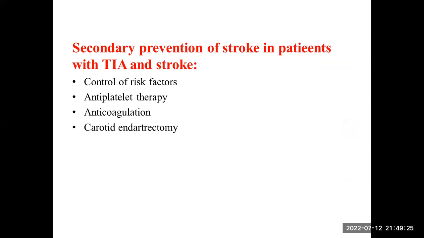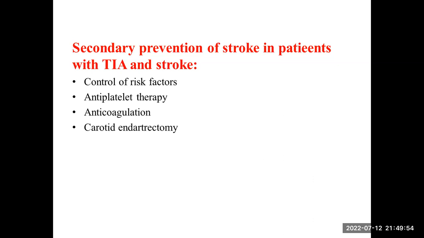But as a general rule, dual antiplatelet therapy should not be used for long-term therapy. Always, when you consider dual antiplatelet therapy in the management and prevention of stroke, if it's used, it should be used for a short duration, 21 days. It should not be used for long-term treatment for secondary prevention, because it has been shown to increase the risk of intracranial hemorrhage, especially in elderly patients. So for long-term treatment, we always use one antiplatelet drug.